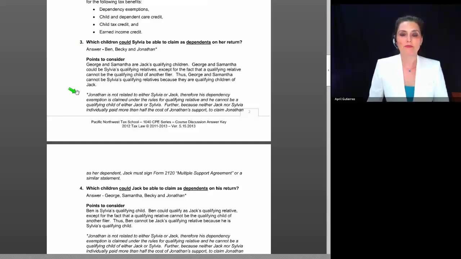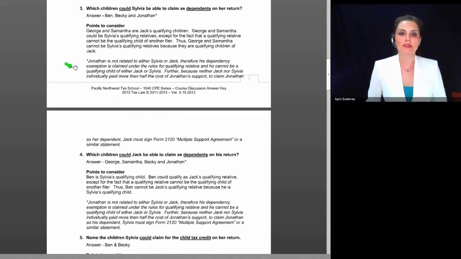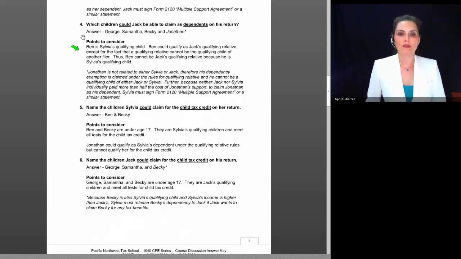qualifying relatives. Now, a point on Jonathan, I told you that Jack and Sylvia paid for his support equally, but Jonathan is a qualifying relative, and if you go over to the qualifying relative rules, they state that the only time you can claim an exemption for a person under the qualifying relative test is if you can show that you paid more than half the cost of that person's support. Well, if Jack and Sylvia paid for the support of Jonathan equally, it means neither of them paid more than half. And so they would fall into something that's called a multiple support agreement. And under the rules for a multiple support agreement, whoever claims Jonathan will need to have the other person release Jonathan to them by signing Form 2120, and then the 2120 multiple support agreement would be attached to the return. So which children should or could Jack claim as dependents?